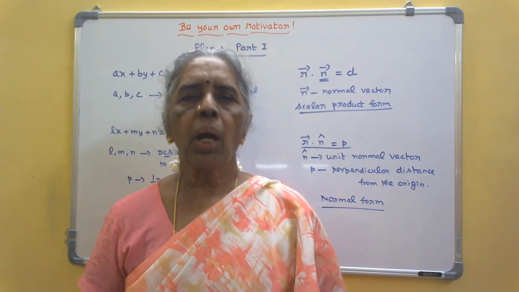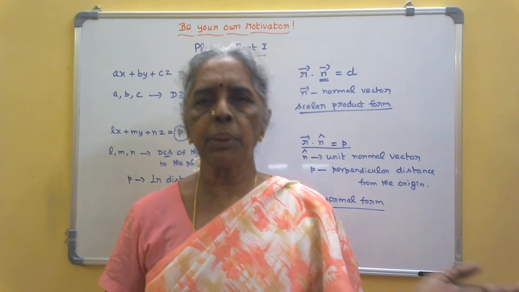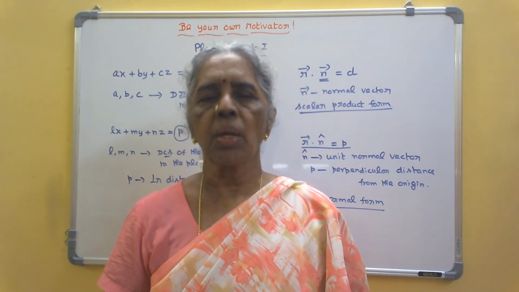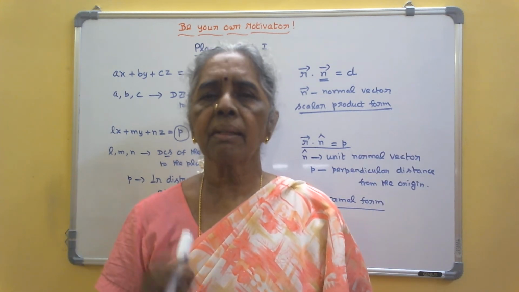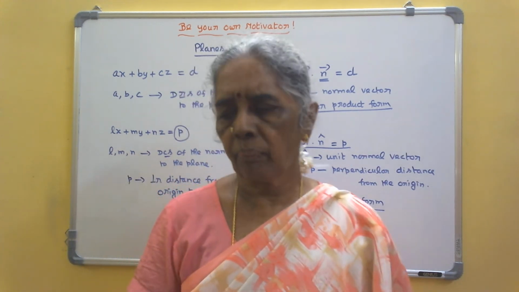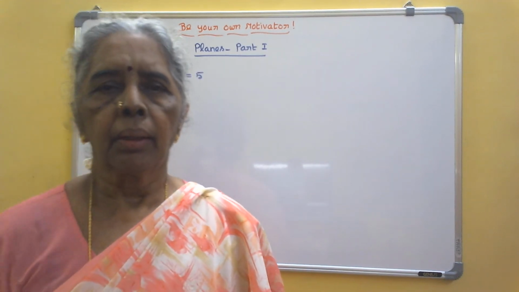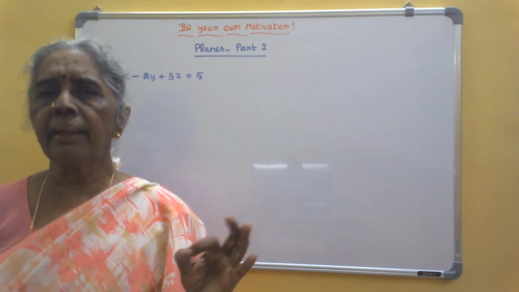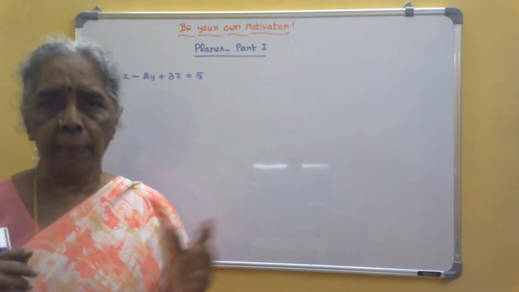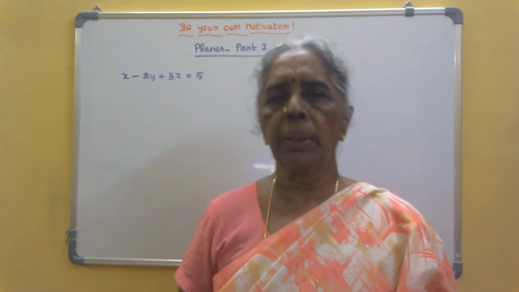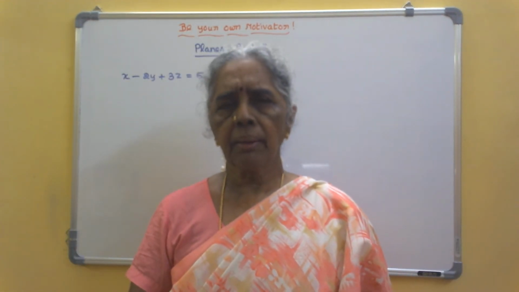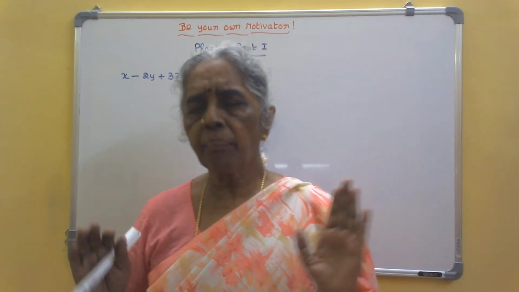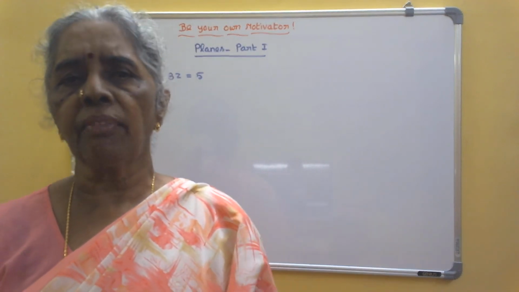Now I will teach you how to convert from Cartesian equation to vector and vector equation to Cartesian, how to find the direction ratios and how to find the perpendicular distance from the origin. Okay. You consider the equation x minus 2y plus 3z is equal to 5. You know this represents the Cartesian equation of the plane. This is of the format ax plus by plus cz is equal to d. Okay. Let me teach you how to convert it into vector form.